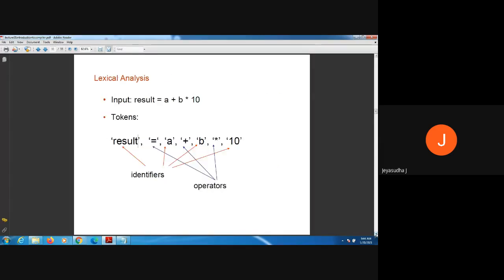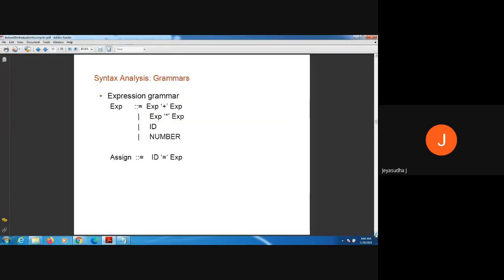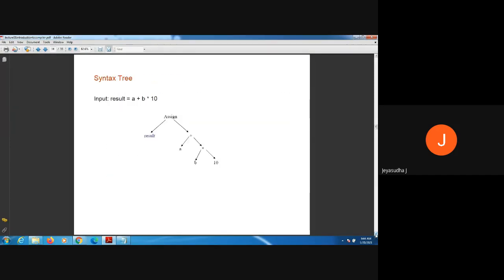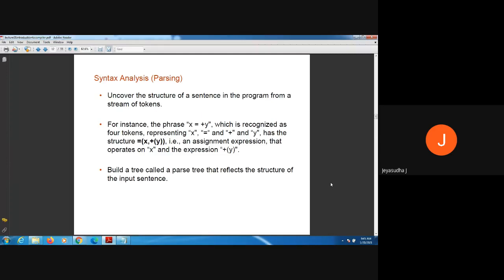So the first one is going to be lexical, the next one is going to be syntax. See, this is what I was talking about. We have taken this particular one. First step we converted it into tokens, second step we converted it into a tree.